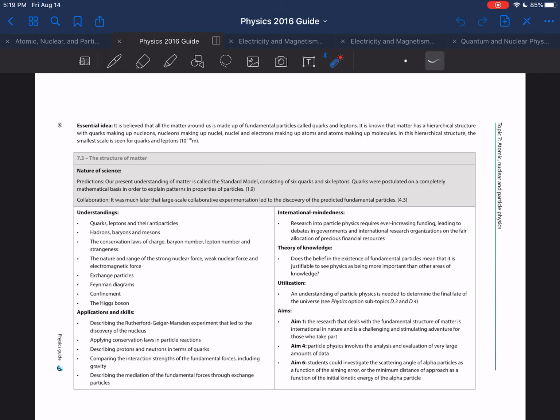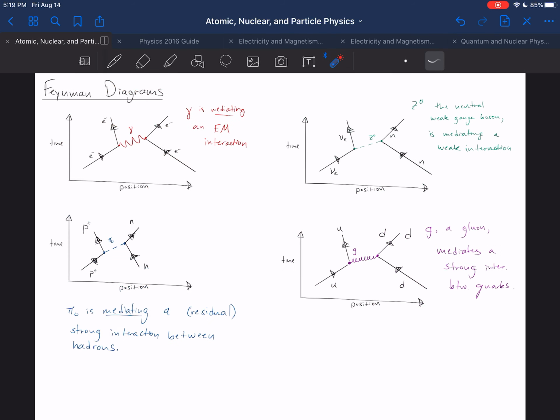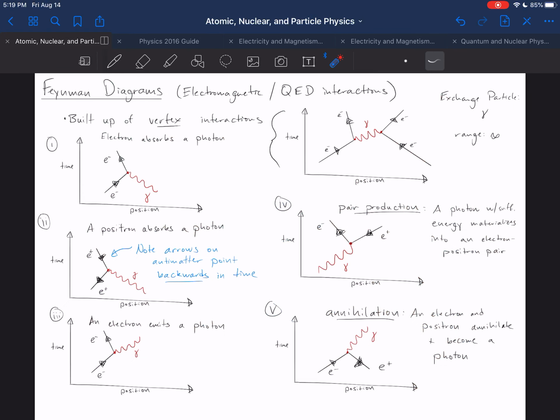Hello everyone. In this video we will continue to examine topic 7.3, the structure of matter, and in particular we will continue to unpack Feynman diagrams. In the last video, we briefly took a look at different types of Feynman diagrams for different interactions, but now we're going to focus in a little bit on other more complex types of interactions, how to produce them, how to show them.